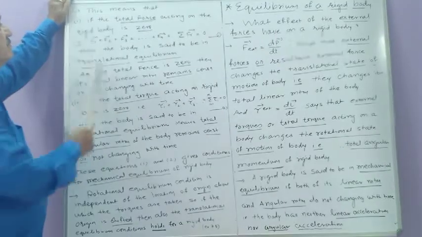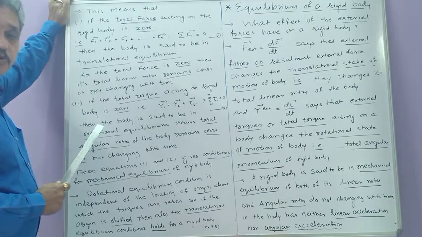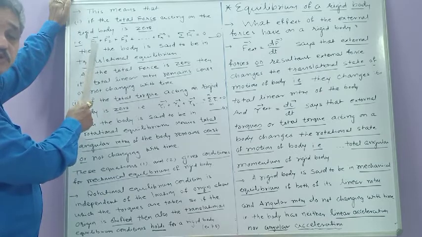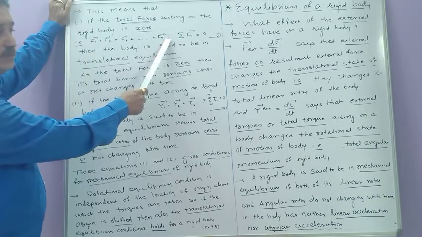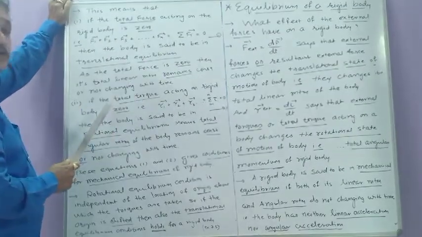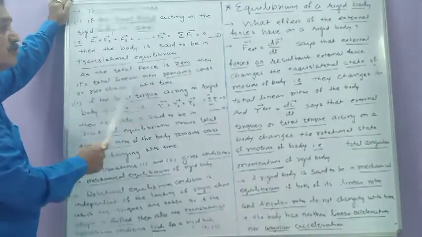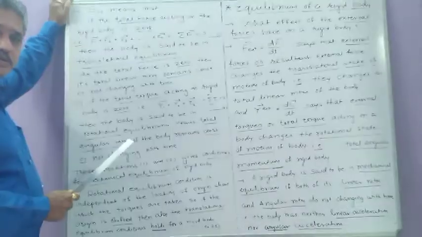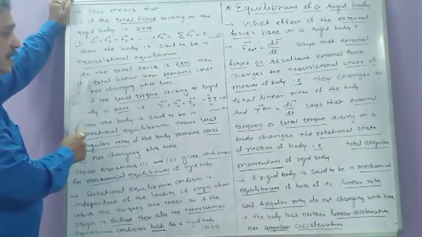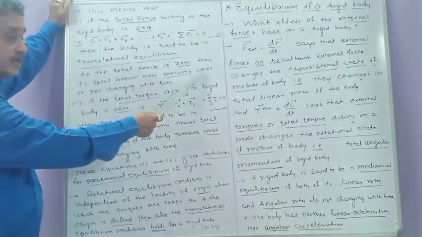It means that if the total force, or resultant force, acting on the rigid body is 0, that means the vector sum of the different forces acting on the body is 0. That means sigma Fi equal to 0. Then the body is said to be in translational equilibrium. So this is one essential condition: a body in translational equilibrium should have the resultant force acting on it equal to 0. And as the total force is 0, the total linear momentum remains constant; it does not change with time.